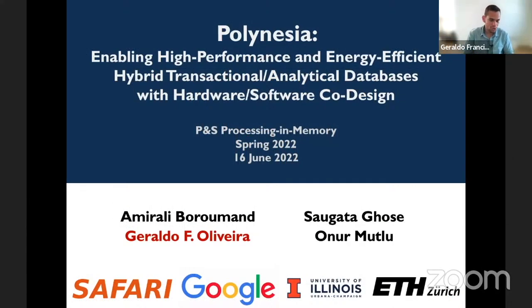So today I'm going to continue talking about how to do hardware software co-design to accelerate data-intensive applications. Last week we saw a case with machine learning, particularly neural network inference for edge computing. And today we are going to talk about the other spectrum of computing environments. We are going to the cloud, and we are going to talk about how to use processing-in-memory to accelerate hybrid transactional and analytical databases. So before I start, this work was led by Oliveira, who is now at Google.